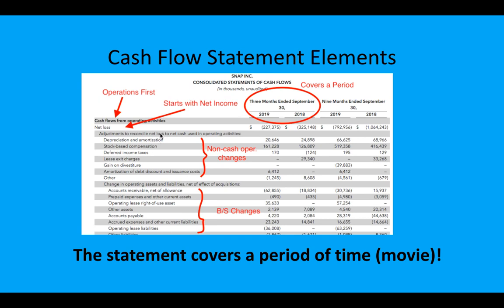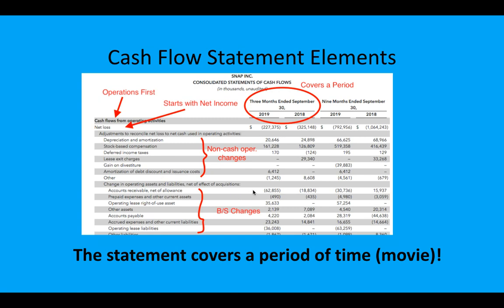And then there's stock-based compensation. This is another nuanced thing, but any employee that gets options, that is stock-based compensation. You have to expense it, but it doesn't cost them a penny in cash. And then you see the other stuff they have down there. And then changes in operating assets and liabilities net of effective acquisitions. So this gets back to the balance sheet changes that I talked about.